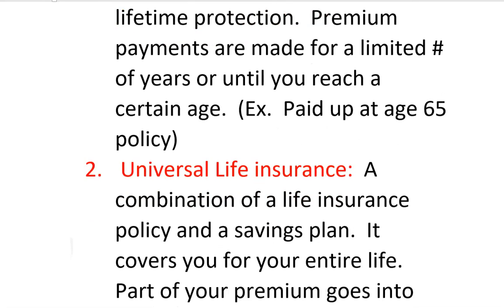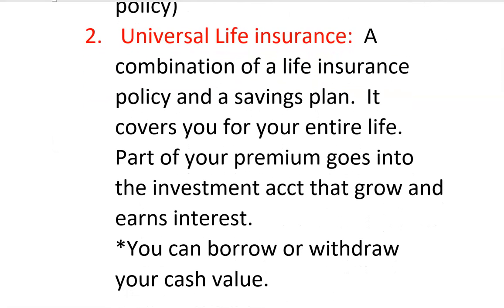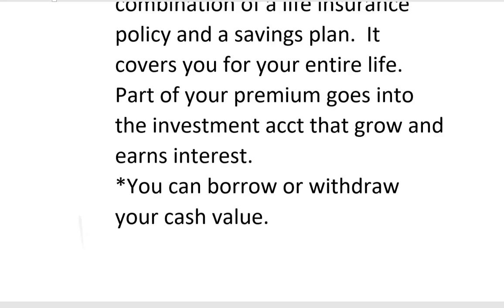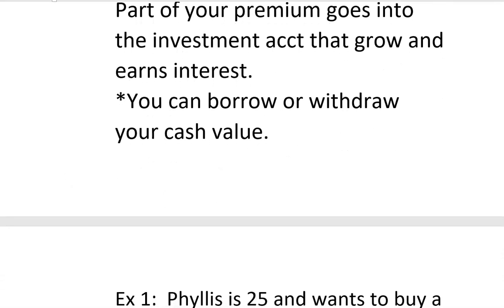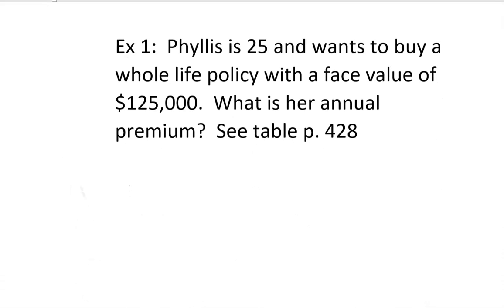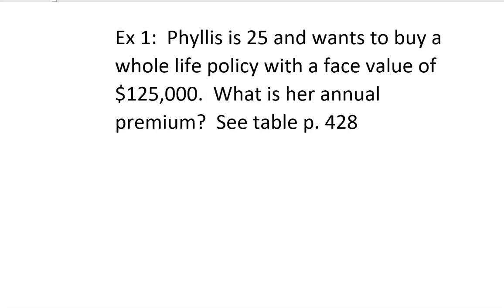The universal life is a combination of a life insurance policy and a savings plan. Again, it covers you for your whole life. Your premium goes into an investment account that you can borrow against or withdraw your cash value. So here's an example. Both of those two that I just listed were examples of whole life policies.